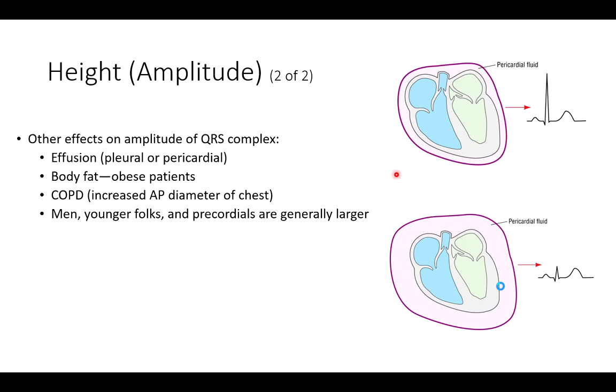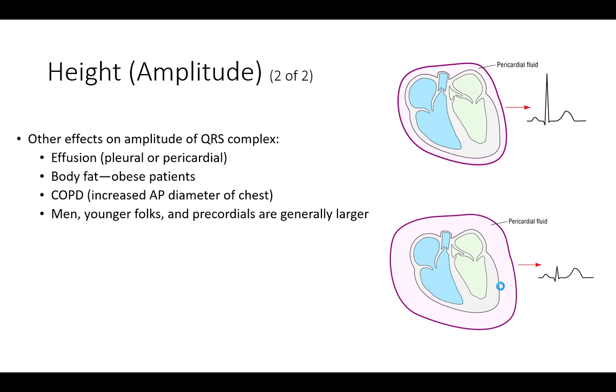Because we could have changes where this would be normal pericardial fluid around the heart, but because of an increase in pericardial fluid, or let's call this pericardial effusion, now when I look at this waveform, the QRS complex is depressed. So localized pleural effusion can cause changes in voltage as well as pericardial effusion.